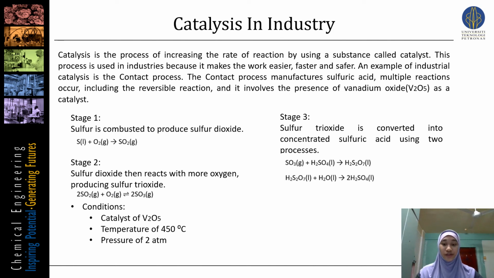So an alternative way is used in industries. This involves 2 processes. Sulfur trioxide reacts with highly concentrated sulfuric acid to produce oleum. Oleum then reacts with water to form sulfuric acid. Oleum is used to minimize the risk.